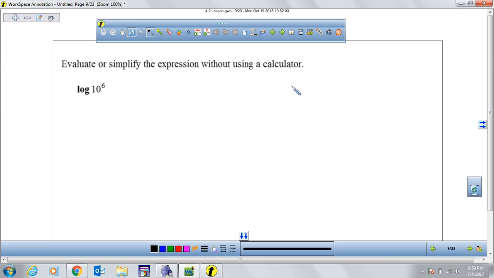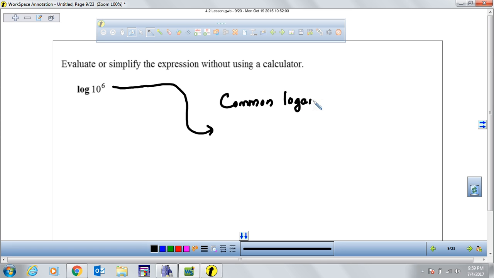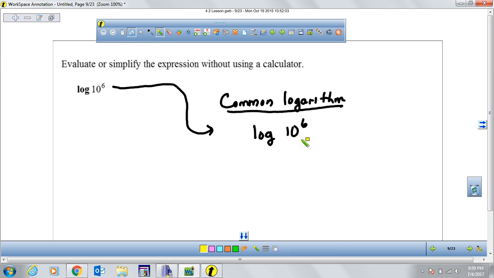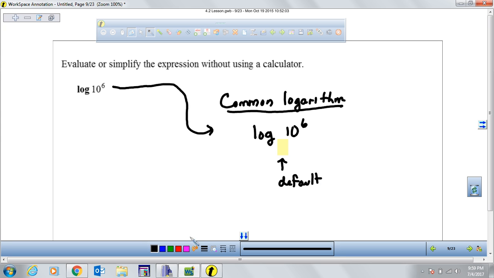Last but not least, we got one more special property. This one right here has a special name. This one is going to be called a common logarithm. A common logarithm is a logarithm that utilizes a base of 10. Now, you see that this logarithm does not give us a base right here on the bottom. So that means automatically that it is called a common logarithm. If there is no base, by default, it is going to be a base of 10 down here.